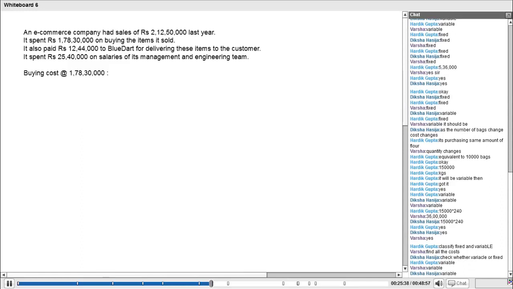This is variable because this is based on what orders we got. So depending upon the order, it would be buying. Blue Dart at 12 lakhs 44,000. Is this fixed or variable?